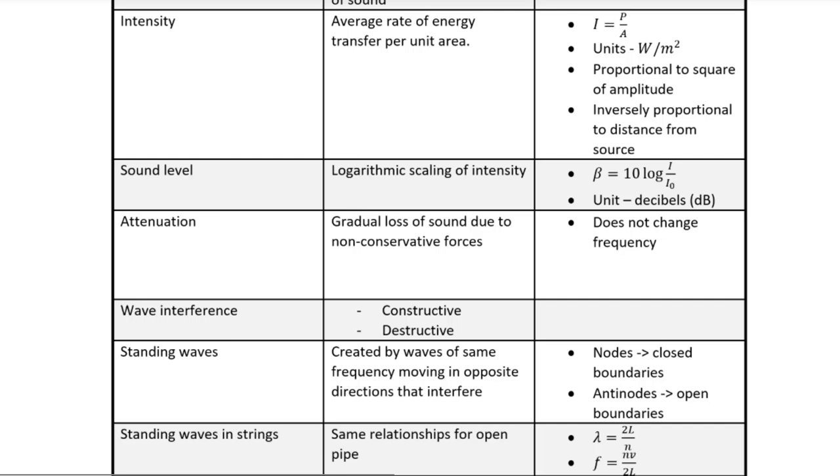One thing I did not mention about sound that can come up on the MCAT is what is known as sound attenuation. As I just stated, sound intensity decreases with the square of the distance from the source. However, this is not the only reason sound intensity can diminish. Sound intensity also diminishes because of what is known as attenuation or sound damping. Sound attenuation is the gradual loss of sound due to non-conservative forces such as friction.